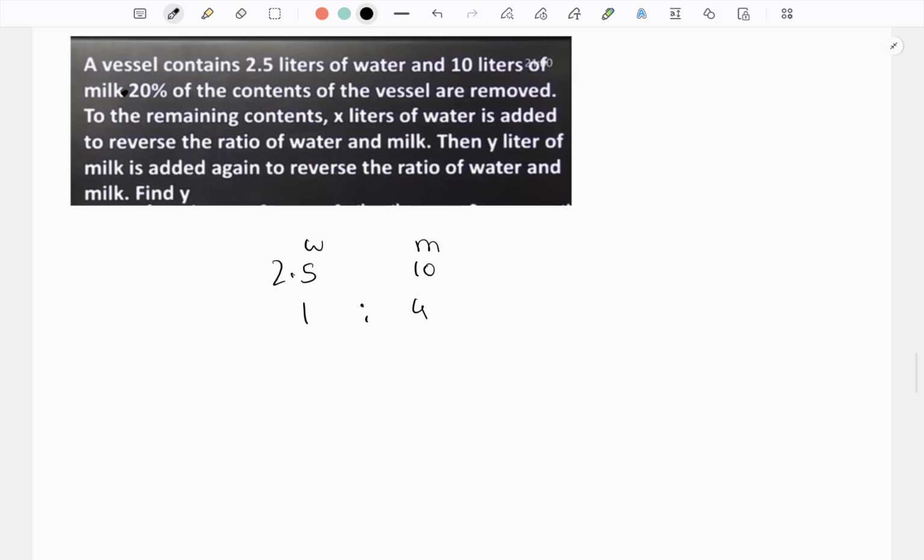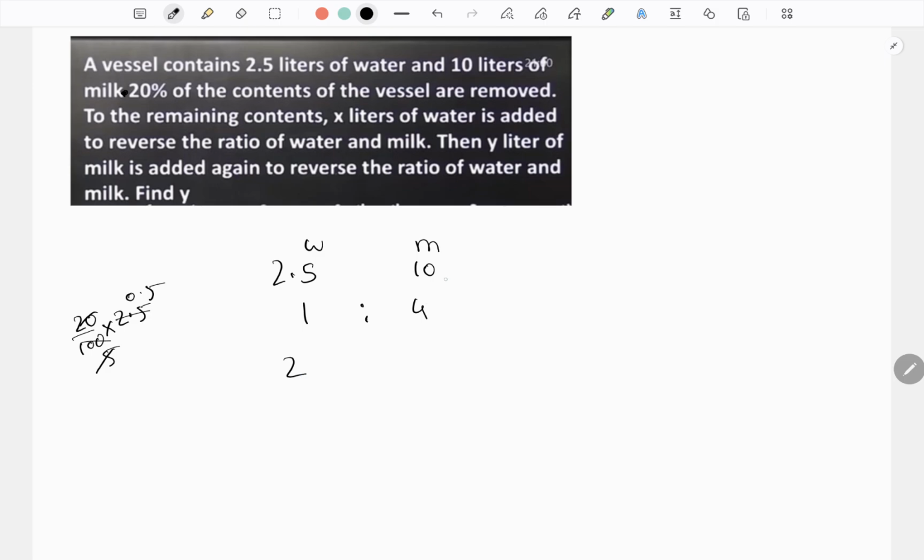20% of the contents of the vessel are removed. To the remaining contents, x liters of water is added. So 20% removed in the sense, what is the total? 12.5. Out of which they removed water quantity is how much? 1 by 4. 20% of 2.5 will be 25 ones, 25 fives. So 0.5 is removed. So it becomes 2.